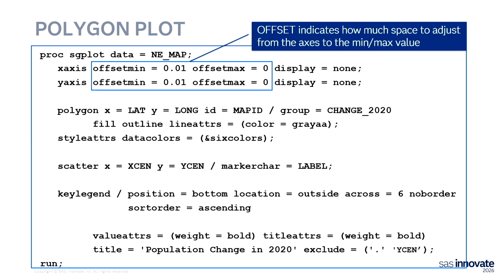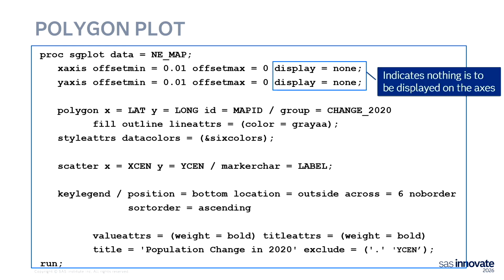The offset min and offset max indicate how much space should be saved between the axis and the minimum and maximum value of the plot. For both the X and Y axes, the offset before the minimum value is 0.01, and the offset after the maximum value is 0. That just makes the spacing a little bit easier to look at. For maps, you don't usually want to see the X and Y axes. They don't really make any sense.